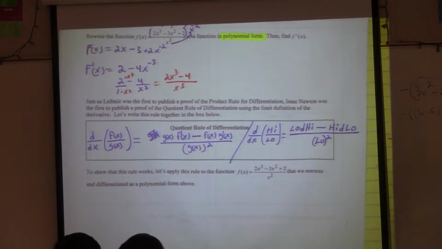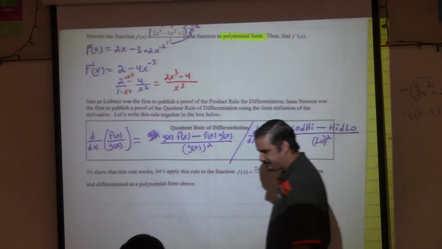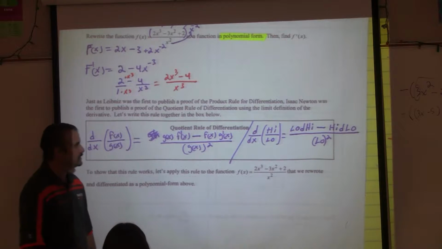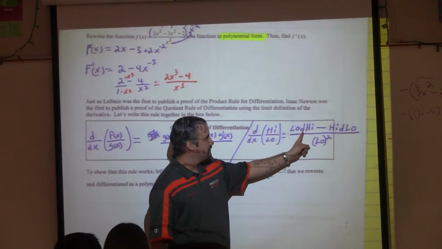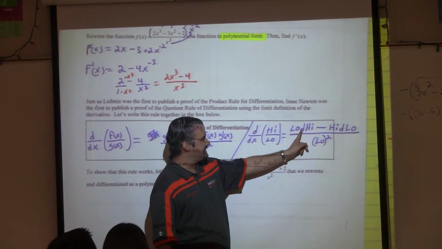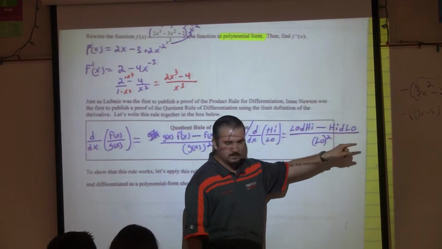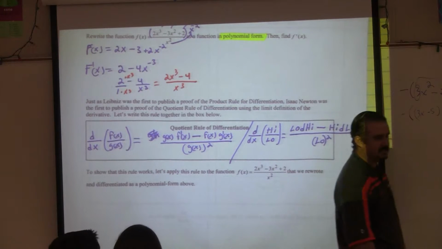Does that seem a little easier to remember? Not really. I think I will remember this if I keep saying it over and over. What does the D high mean? Low D high means low times the derivative of the high, and D low means the derivative of the low. Okay, so let's say it together.